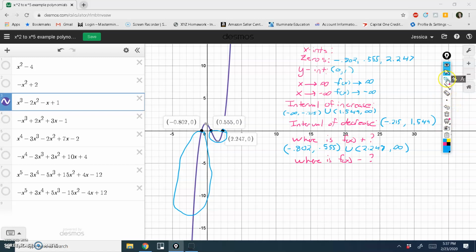So written out in interval notation, we're below the x-axis when we come in from negative infinity until we reach this point, which is negative 0.802. Okay, and then we're negative again between these 2 points, which is 0.555, till I get to that point, which is 2.247. Okay.